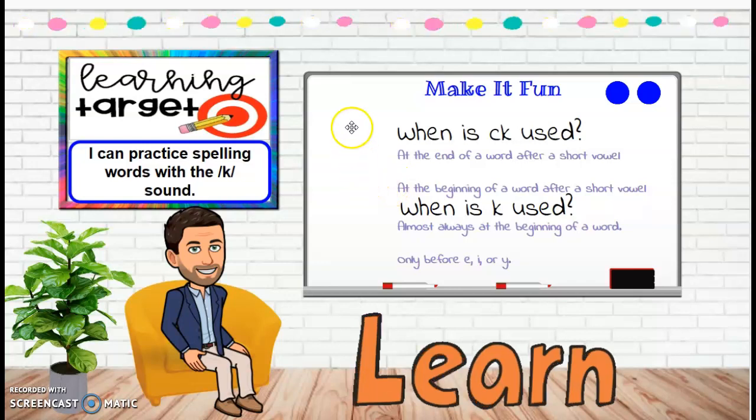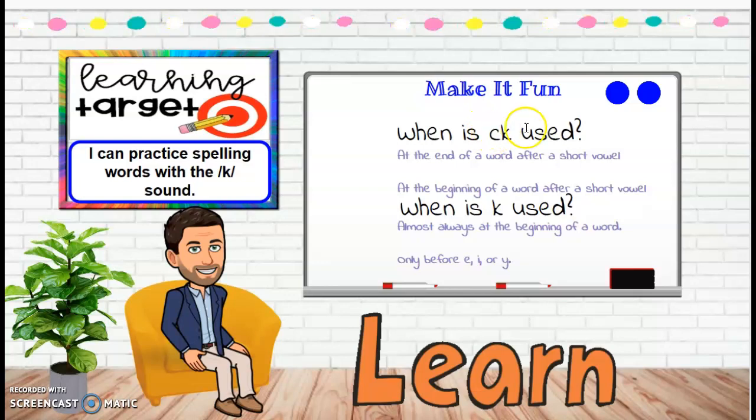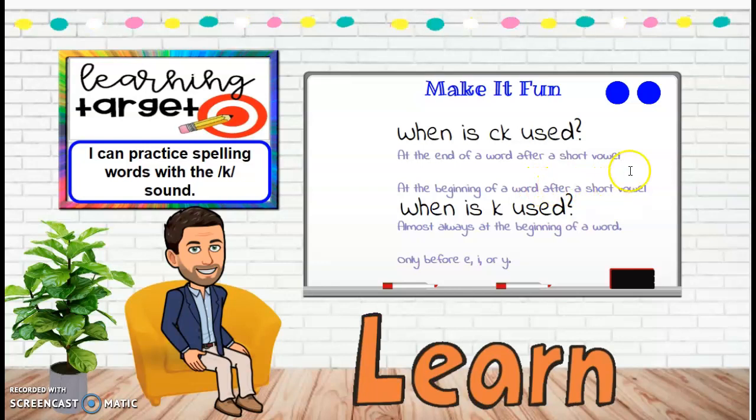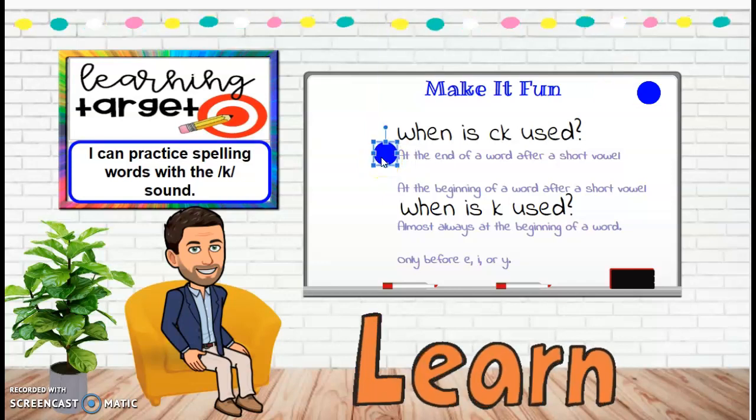Okay, so if I asked you, when is CK used? At the end of a word after a short vowel, or at the beginning of a word after a short vowel? So you would take the dot and move it in front of the one that you think is correct, and then you'd leave it there. Okay?